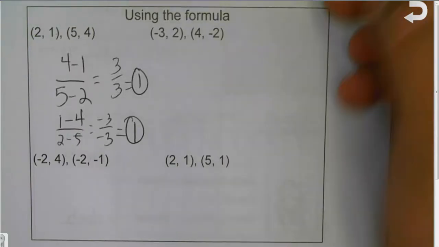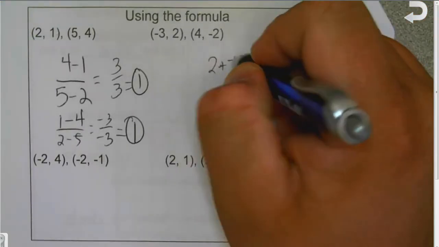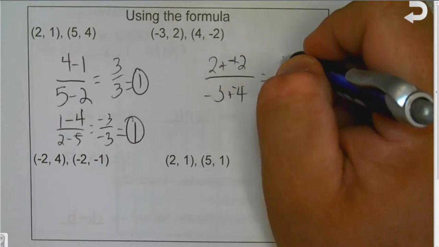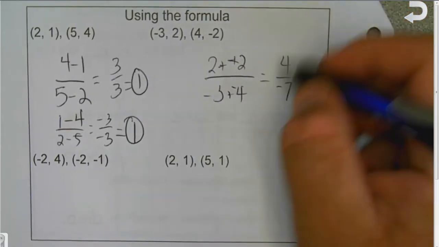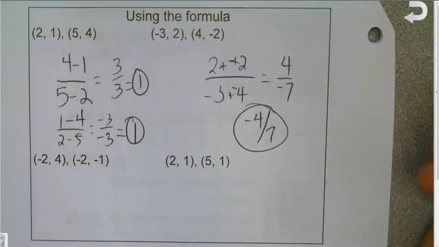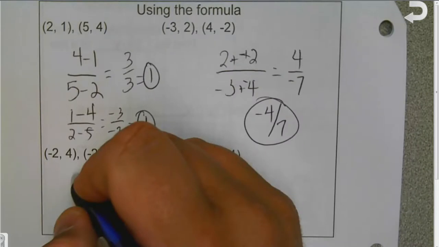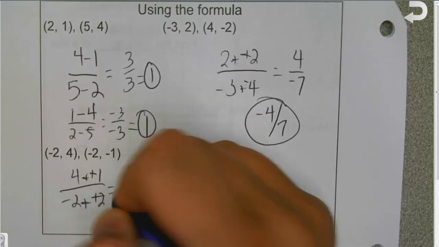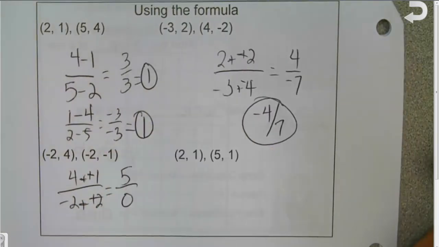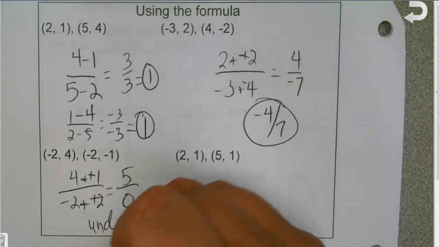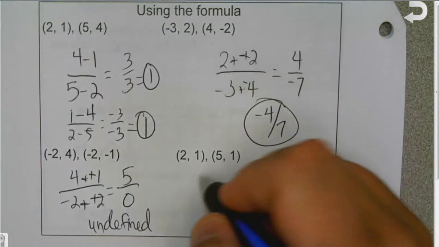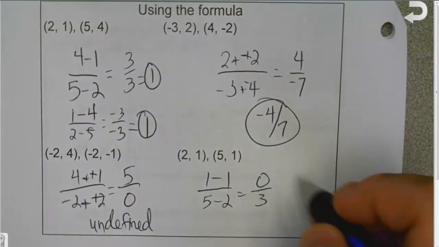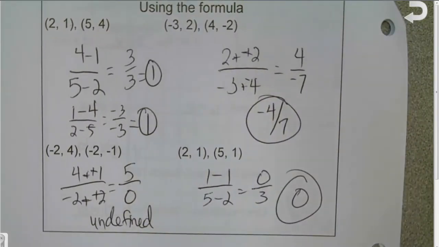A couple other things about slope. Make sure you remember how to subtract negatives. So I get 4 over negative 7 for this one. You're always going to move a negative to the top. The slope is negative 4 over 7. Also remember, if they cancel out and you get a 0 on the bottom, this is what we call an undefined slope. If they cancel out and you get a 0 on the top, this is what we call zero slope. Okay.